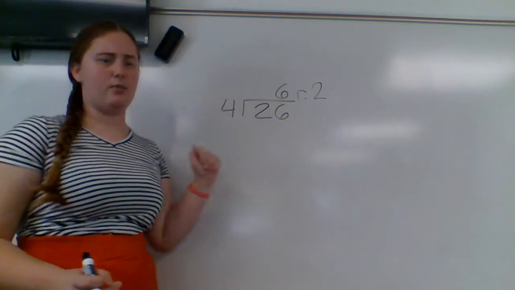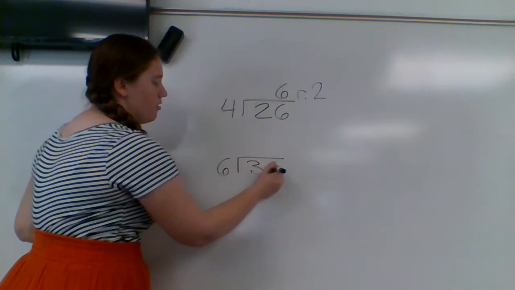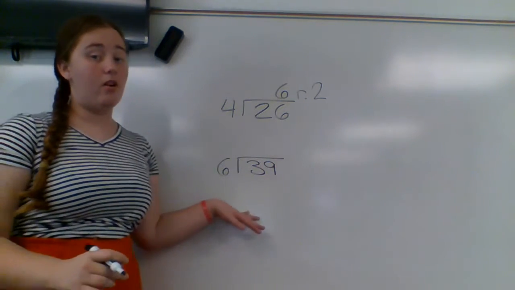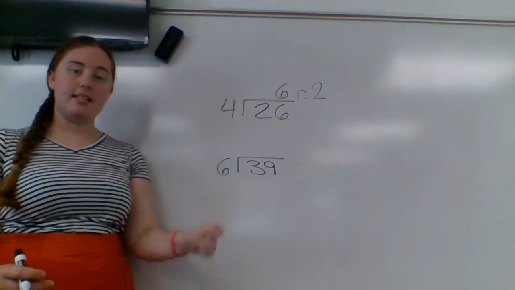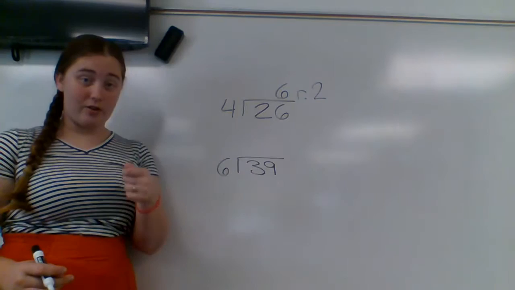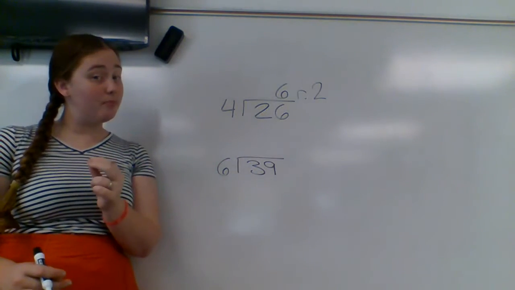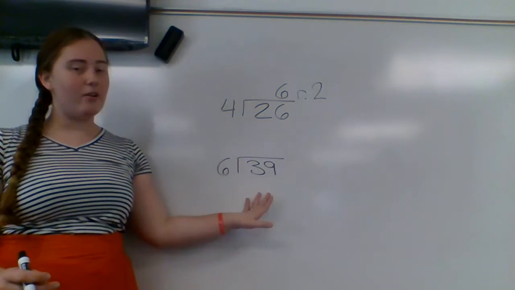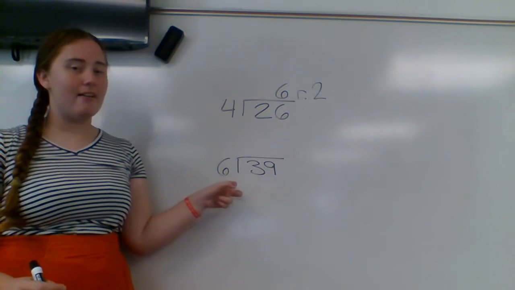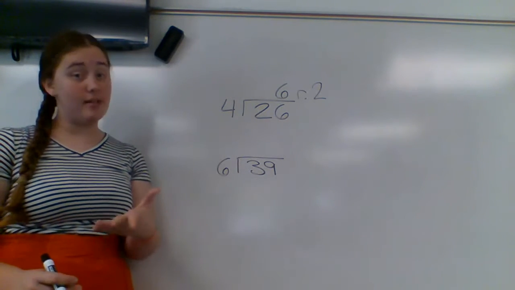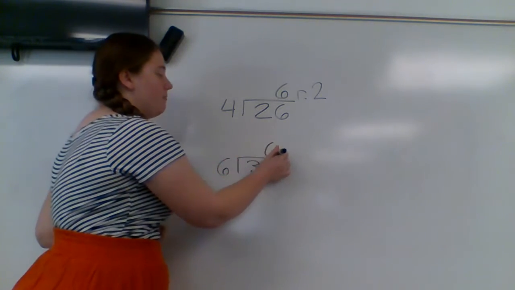So let's look at the next one as well. We have 6 into 39. Well, already in my head, I said to myself, 6 times 6 is 36. Well, if I do 6 times 7, it's 42. If I go to 42, it's already too big. So I'm going to stick with 6 times 6. So I have 6 will go into 39 how many times? 6 times. Put the 6 above the 9.